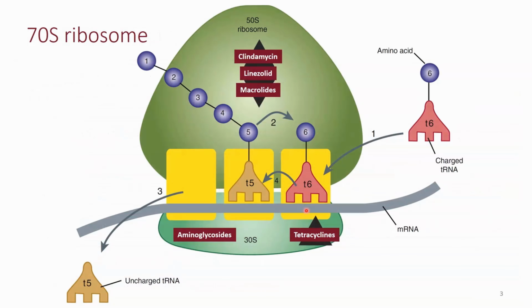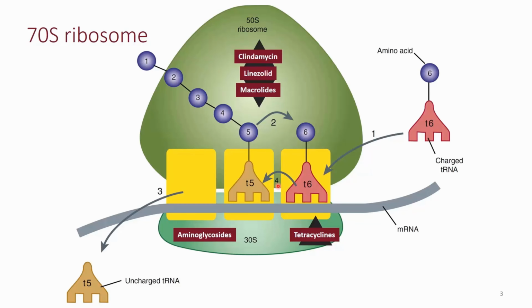In this picture, we're looking at the bacterial 70S ribosome, which consists of the 50S subunit and the 30S subunit. The 50S subunit and the 30S subunit will come together around the mRNA, or messenger RNA, in the bacteria, and tRNAs will carry an amino acid and bring it to the ribosome in order to start the translation process. Generally speaking, translation consists of initiation, elongation, and termination steps.